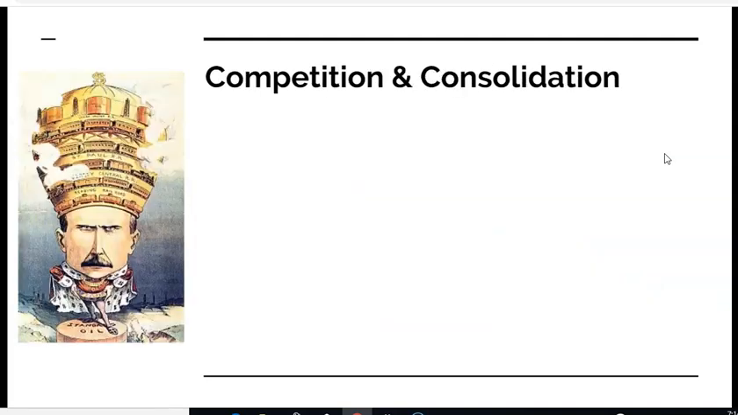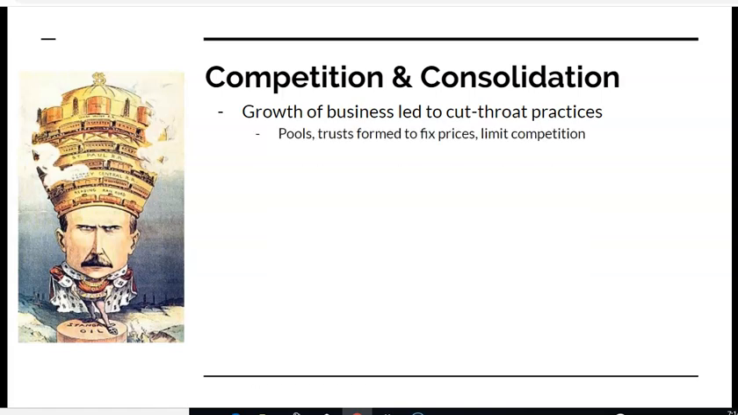This was a time period that saw a lot of competition between businesses, but also saw a lot of consolidation, or businesses merging with each other. The growth of major businesses in the United States led to cutthroat practices. For instance, you had pools and trusts that would form to fix prices and limit competition. Pools and trusts are different forms that big businesses can take to try to limit competition, to drive any competitors out.